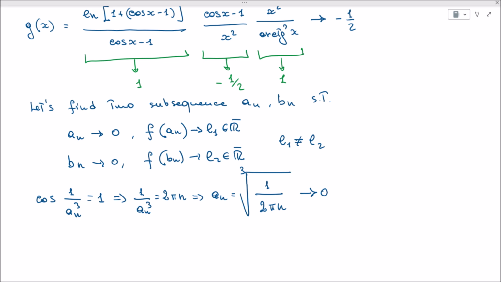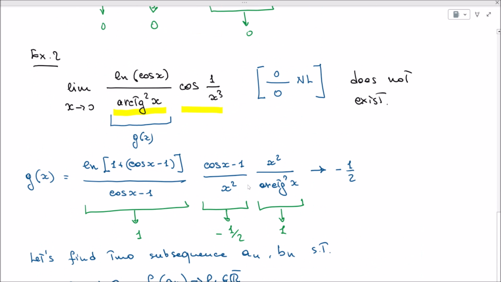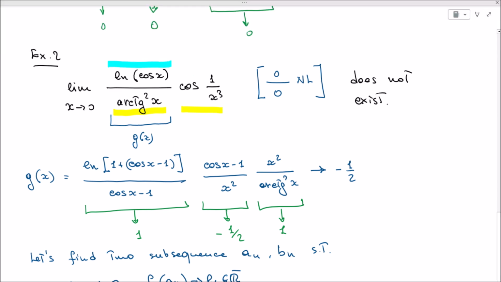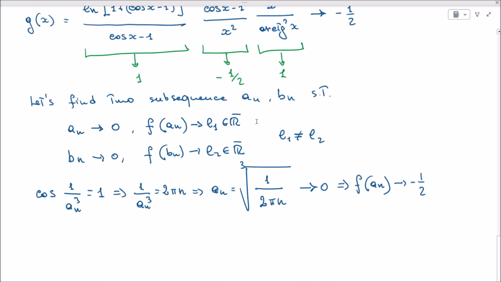And we also see that in this case, clearly f evaluated at an will converge to what? Well, it will converge to minus 1 over 2, right? Because basically this first part will converge to minus 1 over 2. This second part will converge to 1, so the product is just minus 1 over 2, right?